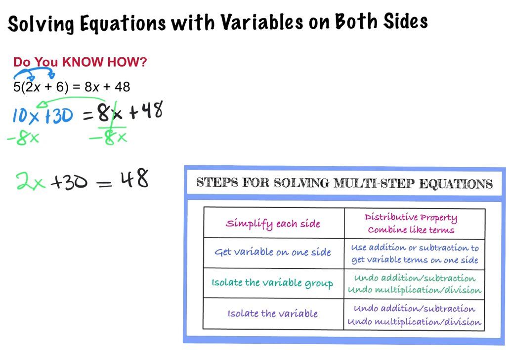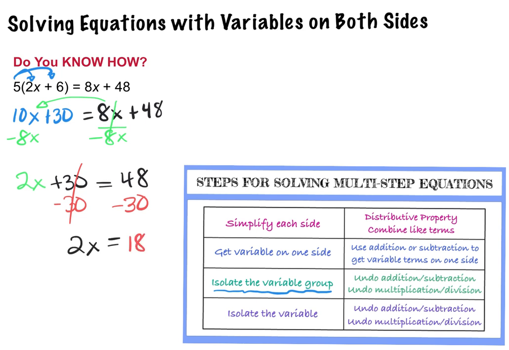So now I'm going to isolate the variable group by undoing the addition. And in order to undo addition, I need to subtract because I want to combine my numbers together. So when I subtract, I am left with 18.